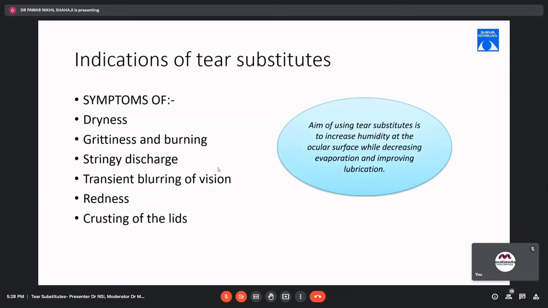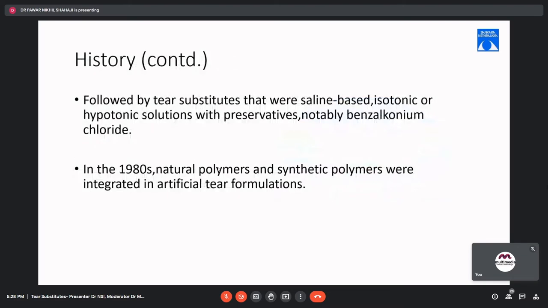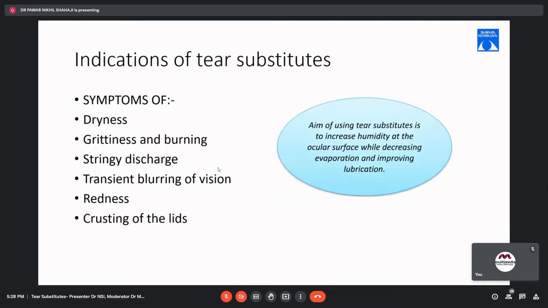So one of the reasons why we are discussing tear film substitutes is that the tear film industry itself is a multi-million dollar industry. So the pharma companies are going to keep making new variations of the tear film substitutes, and you need to have an idea as to what are the basic qualities of a tear film.